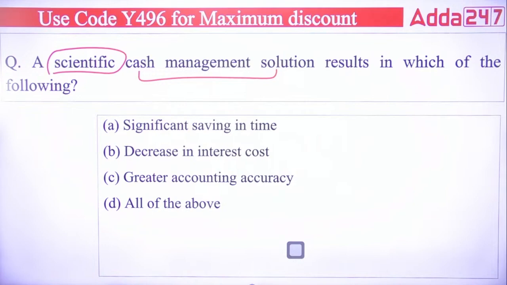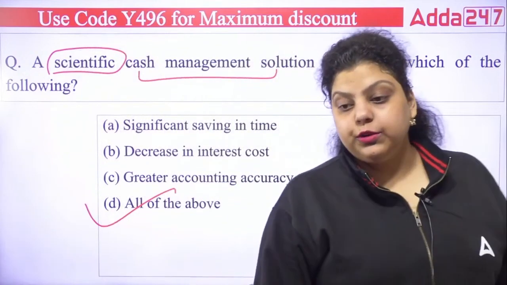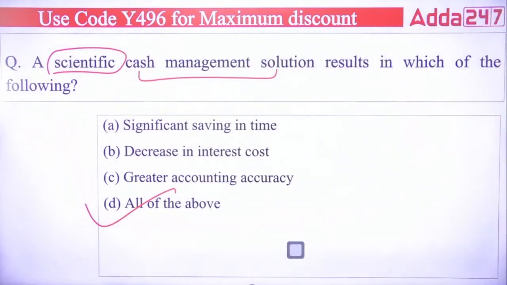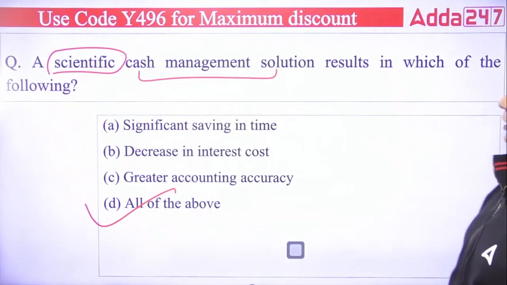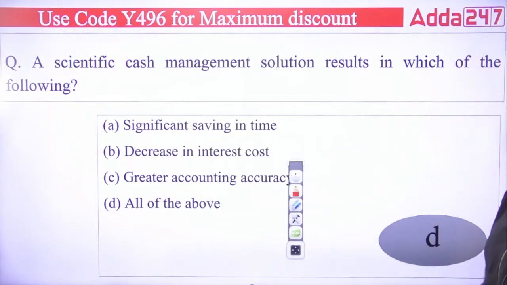And the right answer for this question will be all of the above. Okay, when you do the scientific cash management solution, it provides you all of these benefits. So your right answer will be D.